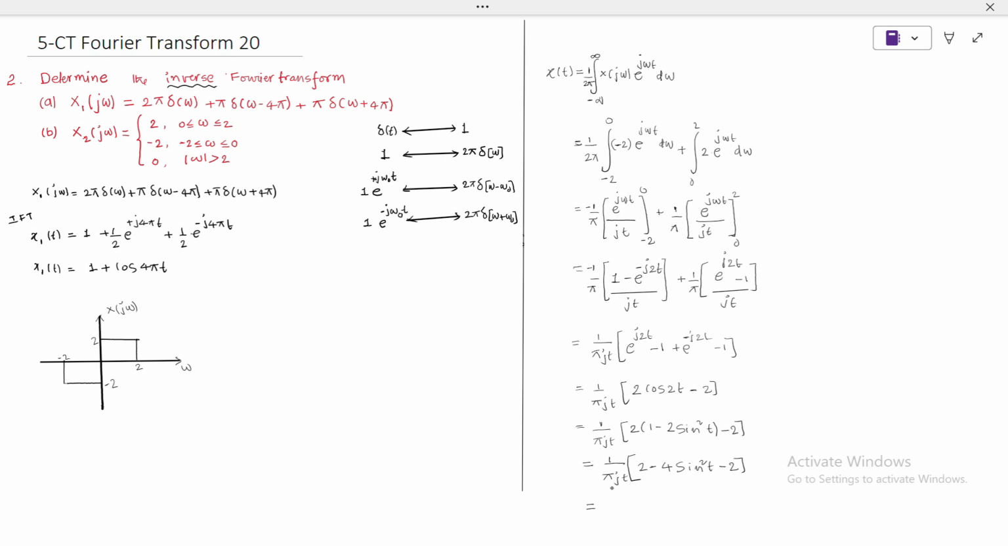Then finally we'll get plus j. See, so the 2s get cancelled. Here minus 4 sin square theta we will get. Then here I'm writing 1 by j equal to minus j. So minus minus plus, minus into minus plus. So directly here I'm writing j into 4 sin square t by pi t.